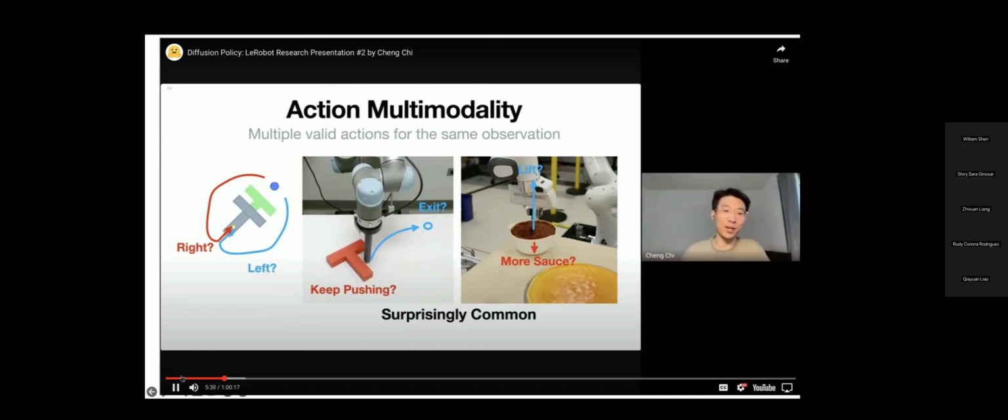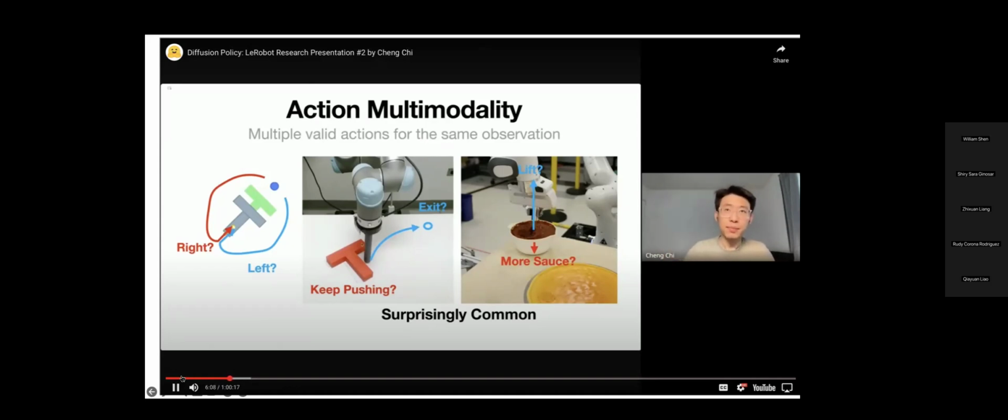Imagine you're driving a car and you're trying to avoid a tree. If you do action regression, it will go straight through the tree and crash. One of the surprising things is that, of course, we can construct very specific cases where action multimodality is important, but it's actually surprisingly common. My observation is that a lot of this action multimodality comes from pausing behavior.